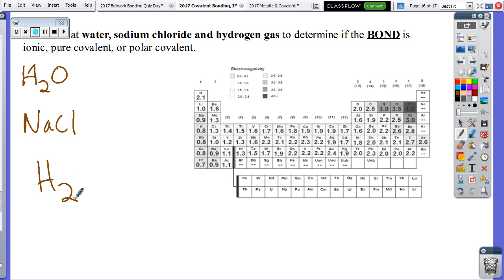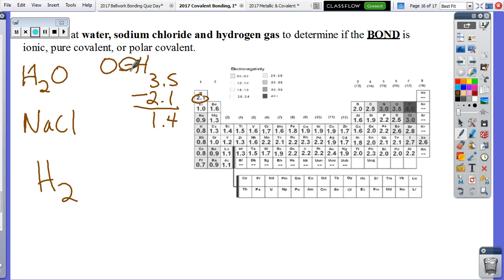So in water, there's just a hydrogen-oxygen bond. There's 2 of them, but that's the bond that we're looking at between hydrogen and oxygen. Oxygen's electronegativity value is 3.5, and if I subtract hydrogen's, it's 2.1. That difference is 1.4. So that falls in the range of polar covalent because it's less than 1.7, but it's not equal to 0. So this bond between oxygen and hydrogen is polar covalent.